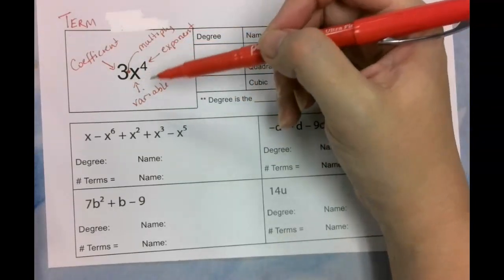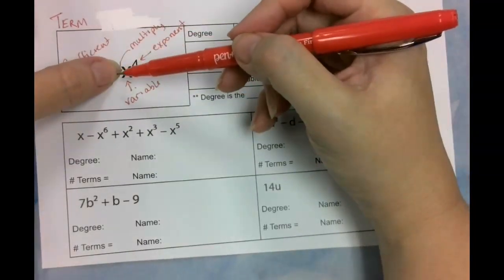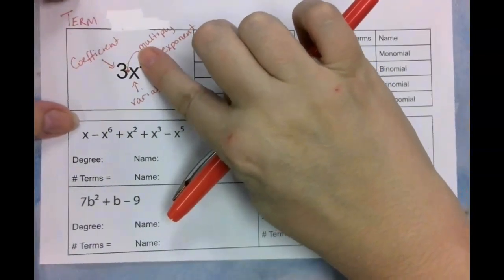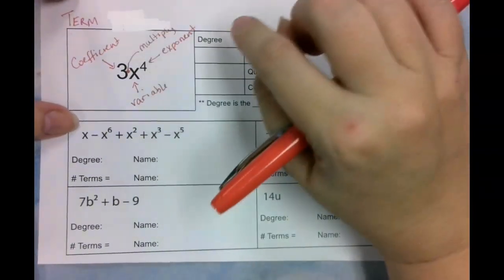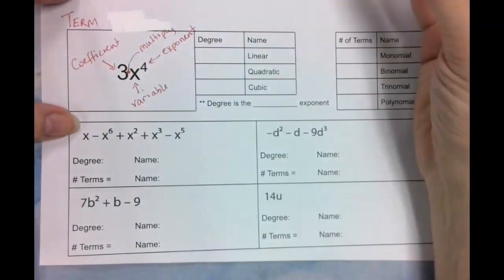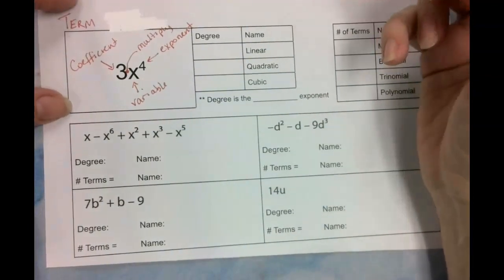So we might not see all these parts. It might just be x to the 4th, which means the coefficient is 1. It might just be 3x, which means the coefficient is 1. But we don't ever have any pluses. A term is just one of these guys. And then we can tell several things by this.